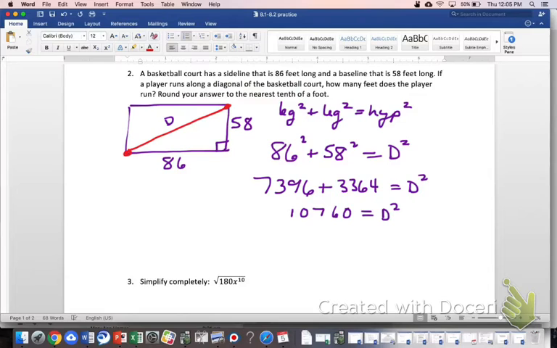Of course, we're looking for the length of the diagonal, so I need to get rid of the squared. So what I'll do now is square root both sides, and the square root of that number, 10,760, rounded to the nearest tenth, would be 103.7 feet for the length of the diagonal.